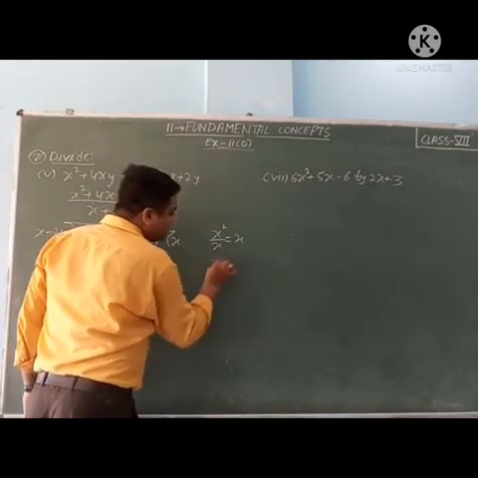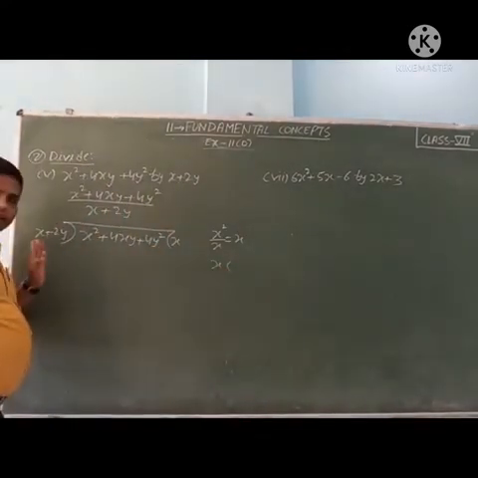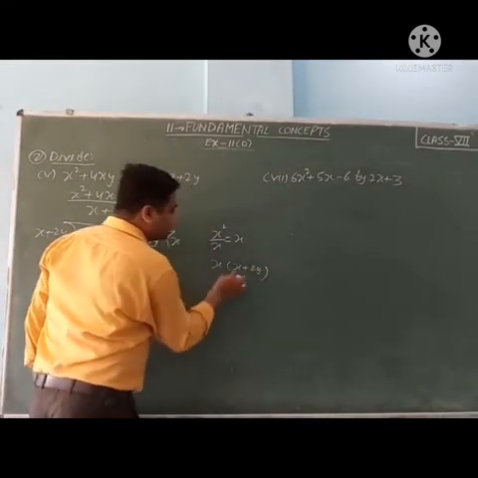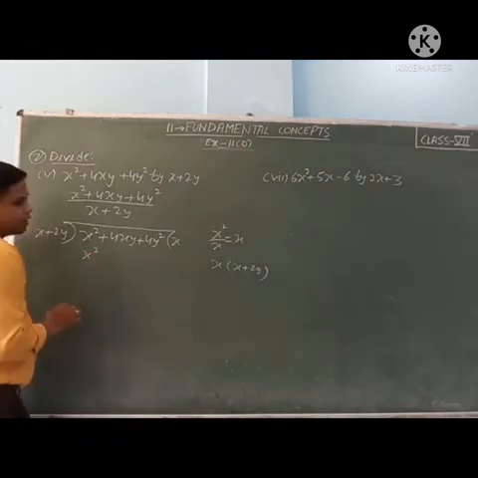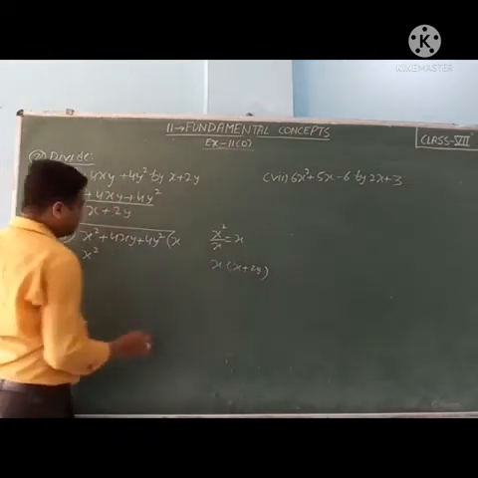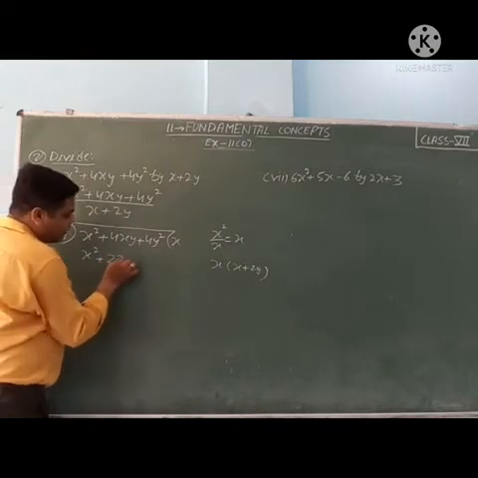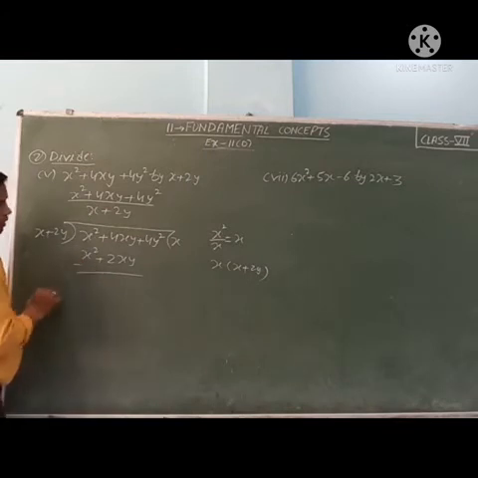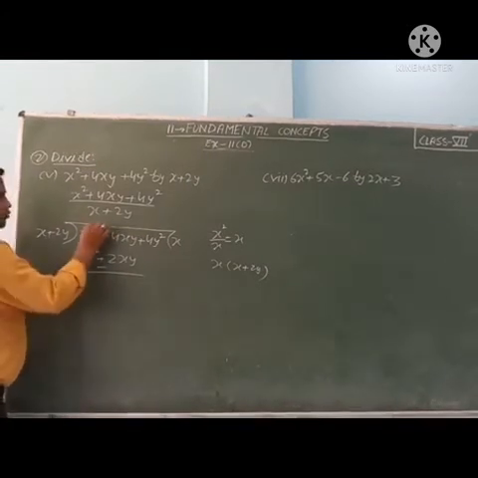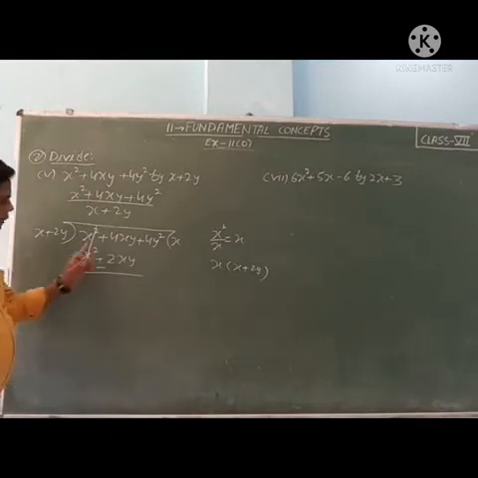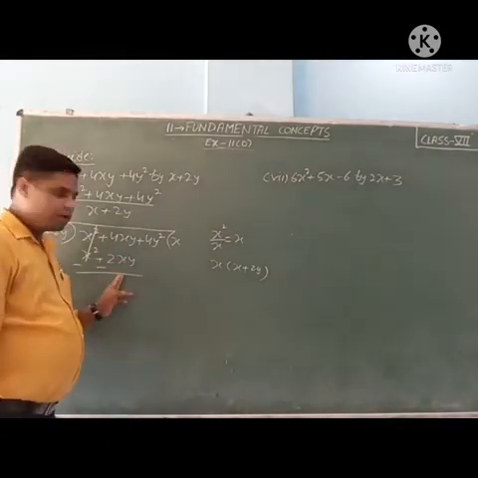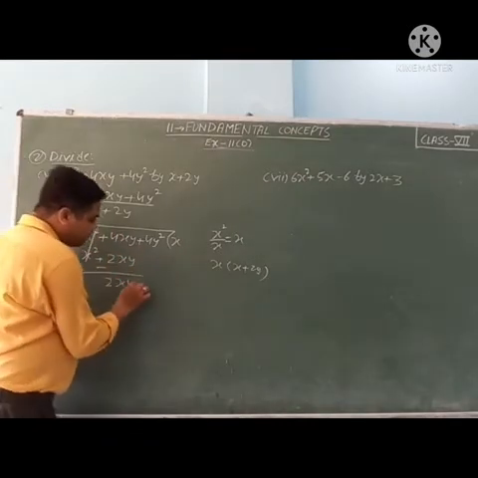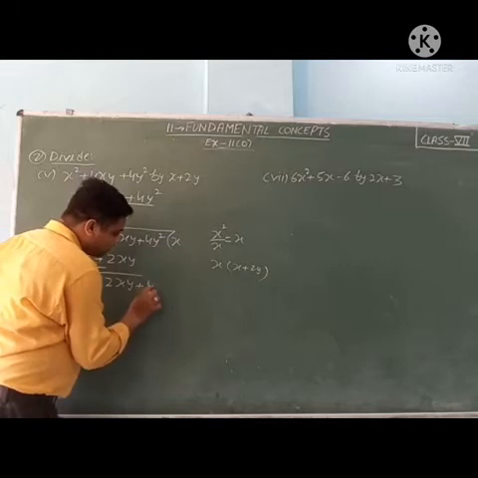Then we will multiply in both the terms, means complete expression. X multiply x plus 2y. So x into x square. X into 2y, both are positive, so plus 2xy. Now change the sign. Positive, negative, positive, negative. X square minus x square cancel. Then plus 4xy minus 2xy. 4 minus 2, 2xy. Then we will take plus 4y square.